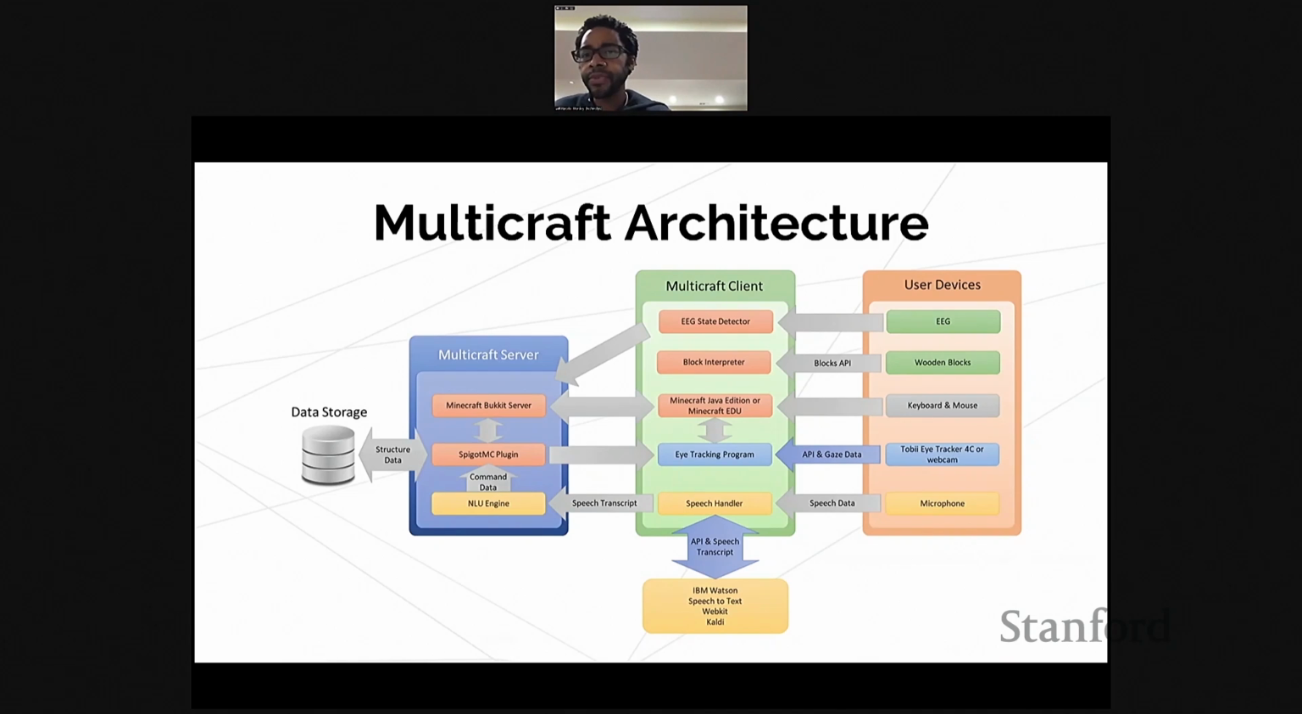I'm going to show you in the next few slides a handful of examples of how we're using this multimodal data, but I just wanted to give you a quick picture of the architecture.